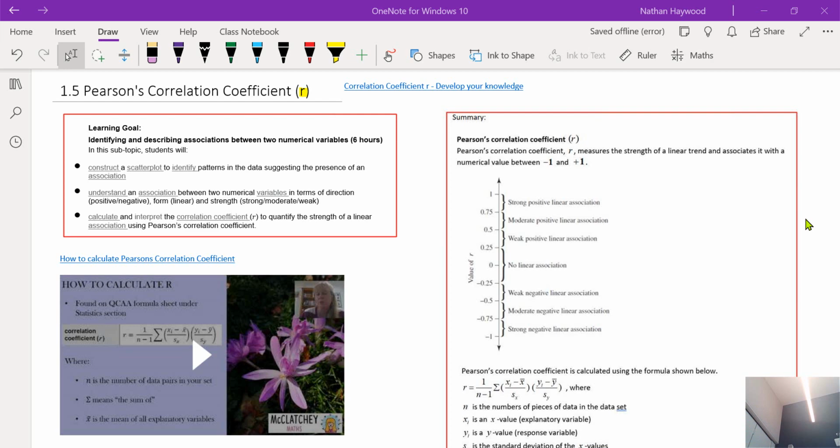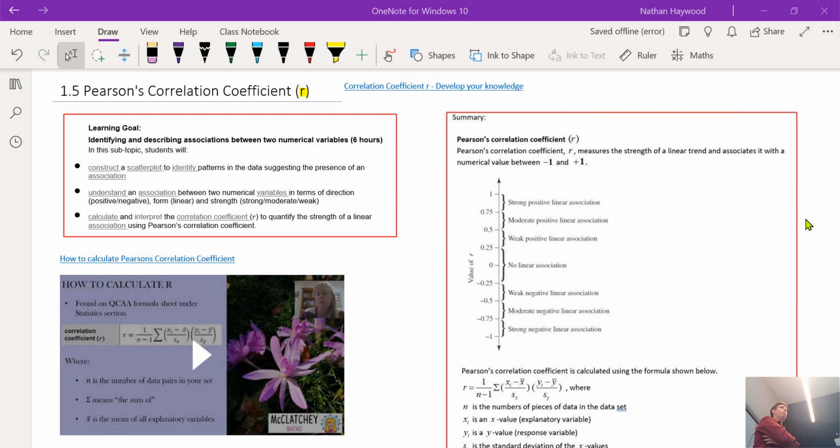Alright, so this letter we're looking at today, R, is called Pearson's correlation coefficient. It's a number between -1 and 1. It tells you the association between two variables. It's different to R squared.